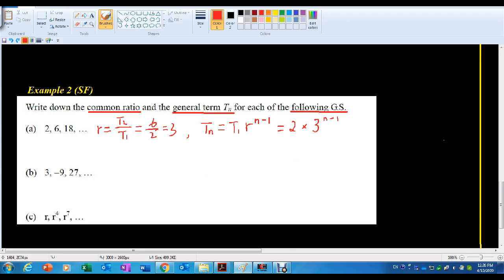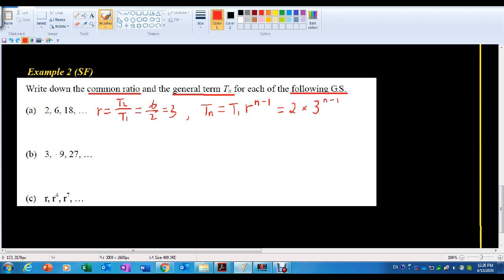Alright? For the second one, again, you see there's a negative sign here. If you got positive, negative, positive, that means it's an alternating geometric sequence. But again, you apply the same process. So what number do you get? It should be minus 9 over minus 3. I'm going to give you some time to write your answer. I'm going to give you 1 minute to do so.